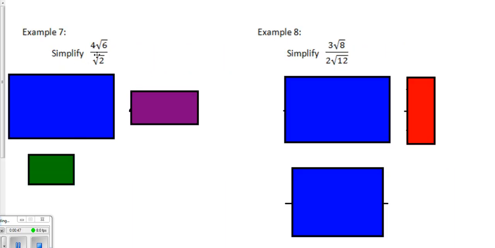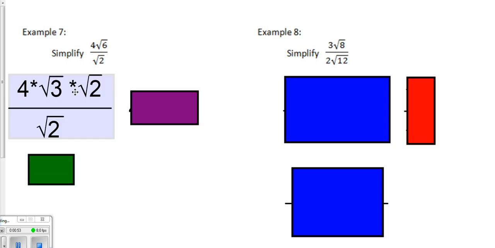So for example 7, we have 4 square roots of 6 all over 2. Now I'm going to show you one way to deal with that. We would just break it up like we did before and call it 4 times the square root of 3 times the square root of 2, because the square root of 6 is 3 and 2. And it's still all over 2.